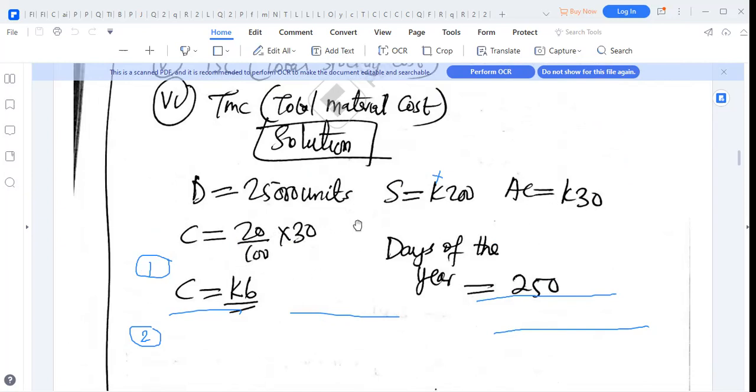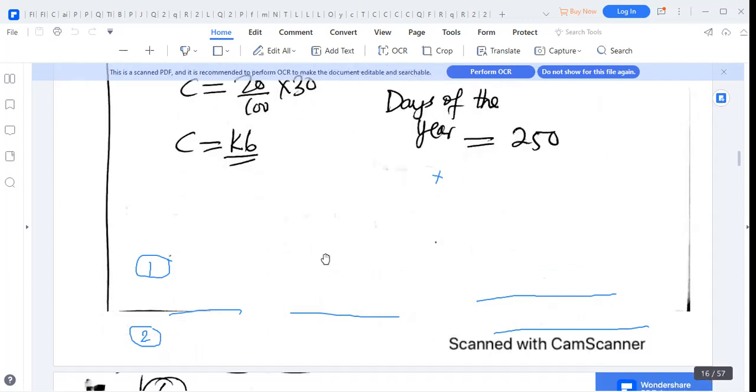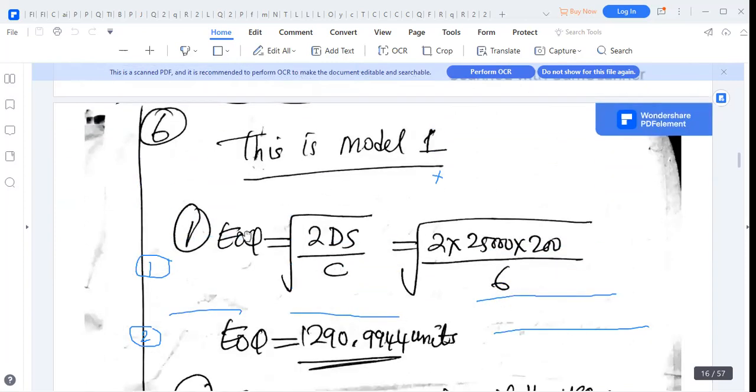And then the carrying cost, like I mentioned, carrying cost or holding cost is always a percentage of unit price. The days of the year, 250. So carrying cost in this case is 6 kwacha. So we can now substitute and get whatever it is that we can get now. Getting down to the economic order quantity, model 1, EOQ is the square root of 2DS over C. So we can see our EOQ.